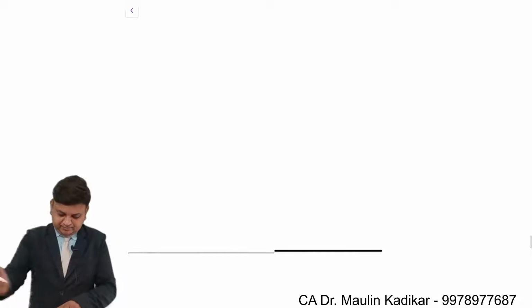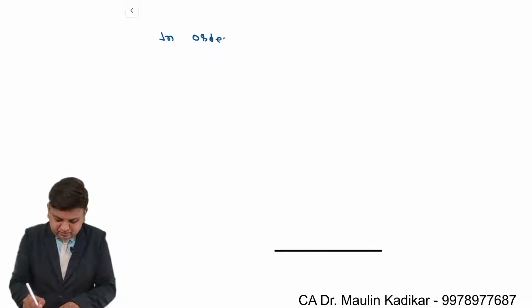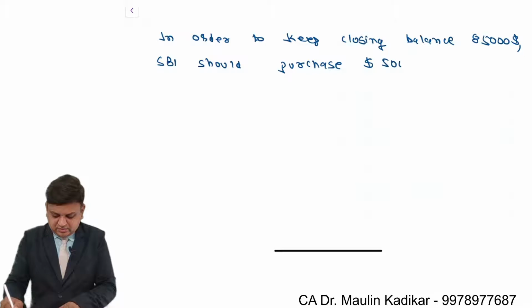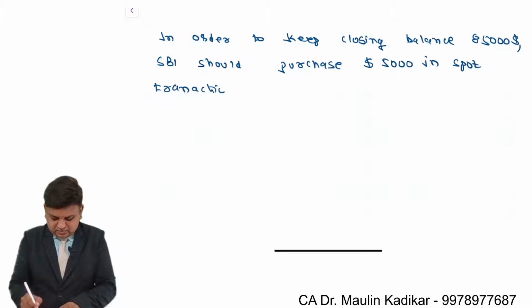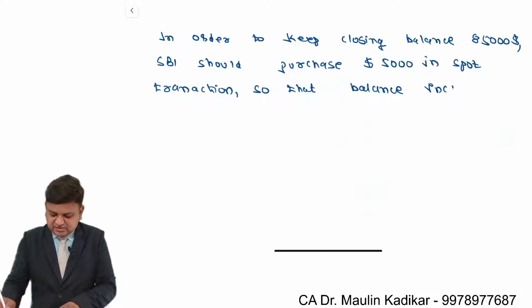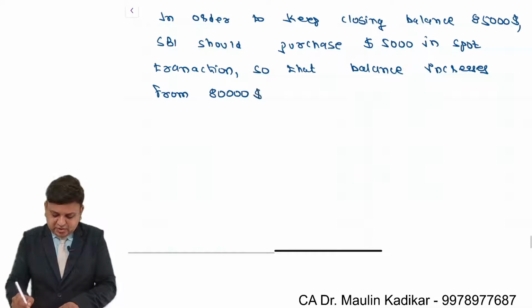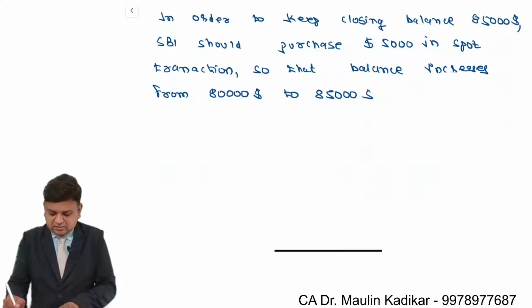So we understand that in order to keep closing balance $85,000, comma, State Bank of India should purchase $5,000 in spot transaction so that balance increases from $80,000 to $85,000. Full stop.